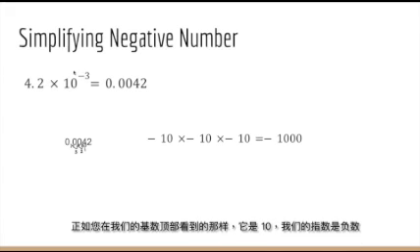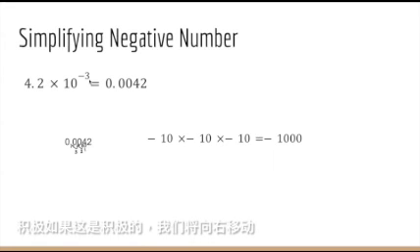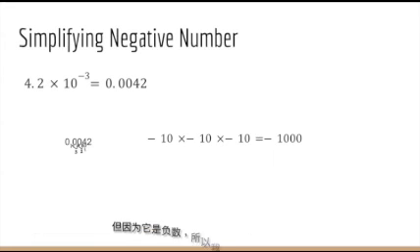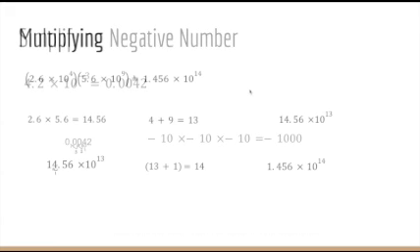As you can see on top of our base, which is 10, our exponent is a negative, not a positive. If it was a positive, we would be moving it to the right. But since it's a negative, we're going to move the decimal point to the left.